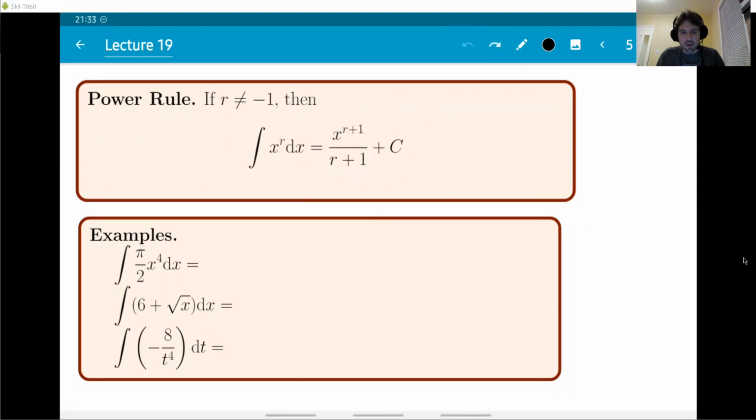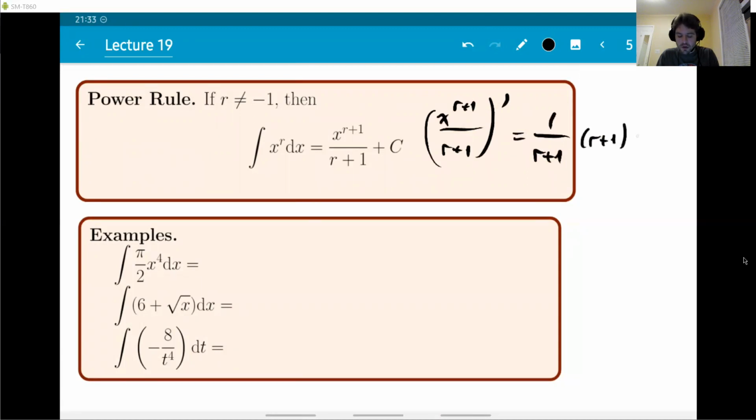Why is this formula true? Well, there isn't much to be proved here, right? Because the derivative of this function is the original x to the r, as you can check. This function prime, how does that go? Well, the 1 over r plus 1 is just a constant. It remains there. And you're really just applying the prime to the x to the r plus 1. And by the power rule for derivatives, this is what you get, r plus 1 x to the r. You see that the r plus 1s go away and you just get x to the r in the end. So this is a quick justification. But more important, why r different from minus 1?